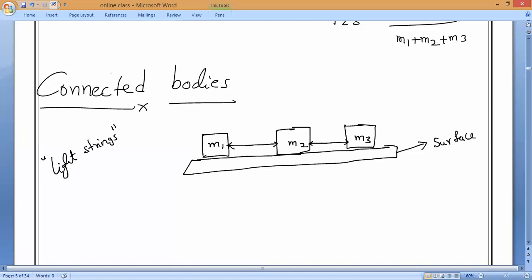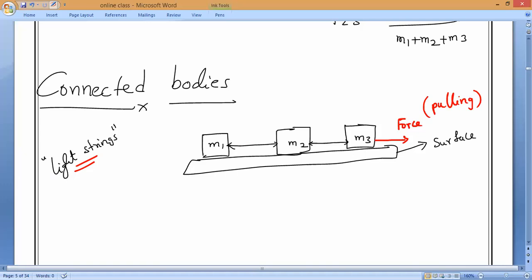So like thread-like things, they have been connected, not joined. Yes, so they have been connected by light strings. You can see these are pulled in a particular direction. I connected all of these with the light strings and I'm pulling in this direction, so I'm applying force. What is this called? Pulling. Now, these bodies will move together or not? Yes, sir.